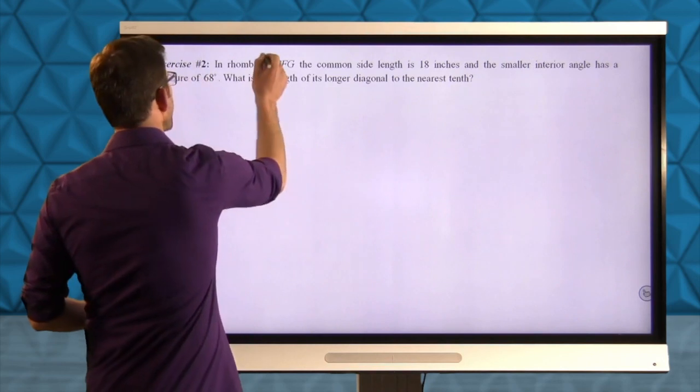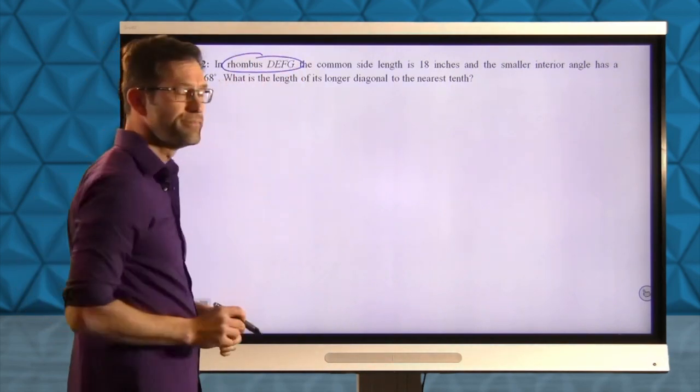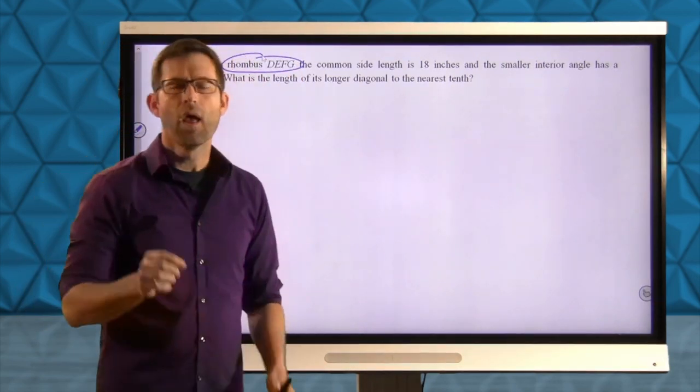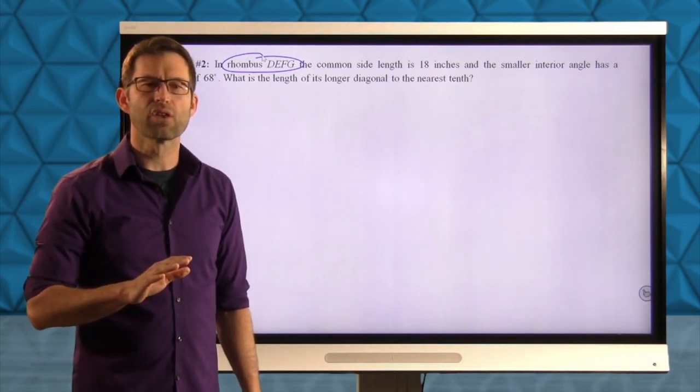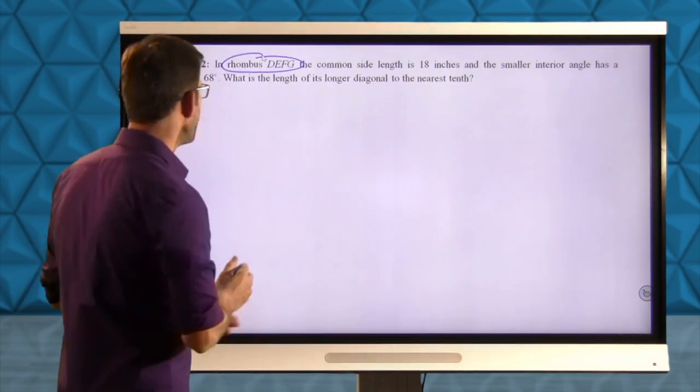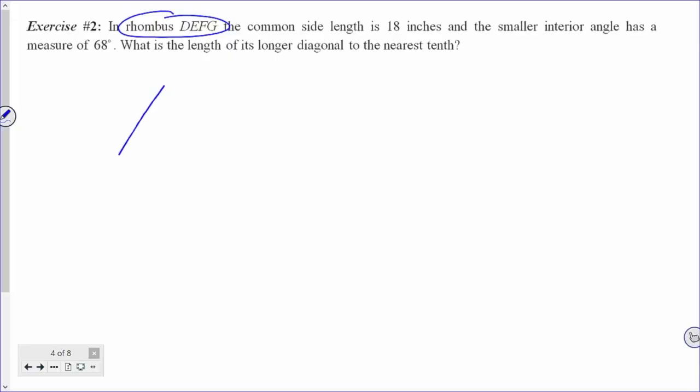Now, one thing that we should remember about rhombi, can never get too much of that word, what we should remember about rhombi or rhombuses is that they have side lengths that are all equal in size. So if I'm going to draw this picture accurately, I'd like to try to draw something that looks like a parallelogram, because all rhombuses are parallelograms, but I'd like to try to make it look like the sides are the same length. And it says the common side length is 18 inches. Okay, so something like this.